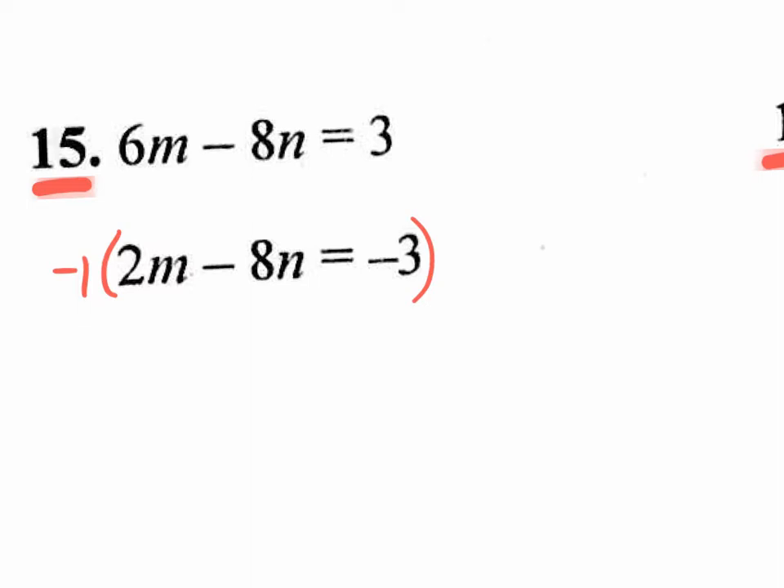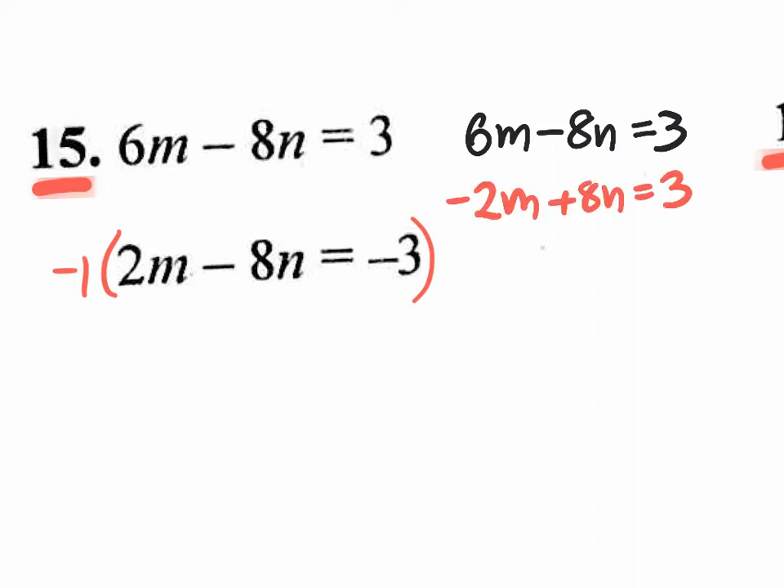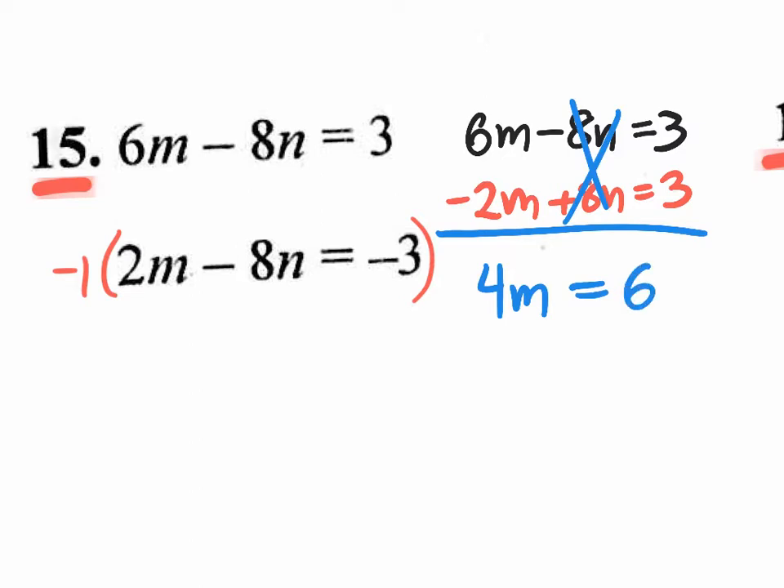So the top equation is the same. And the bottom equation, if you change all the signs, you get negative 2m plus 8n equals 3. And now the system is ready to combine and eliminate. 6 minus 2 is 4, and we're talking about m's. The n's really do cancel out. They eliminate. The equal sign comes down. You get a 6 right there. So then we divide by 4.